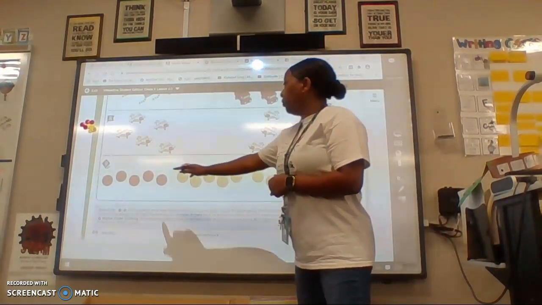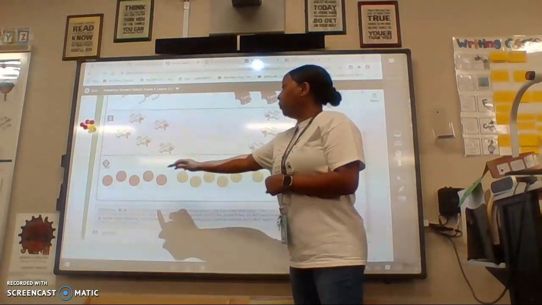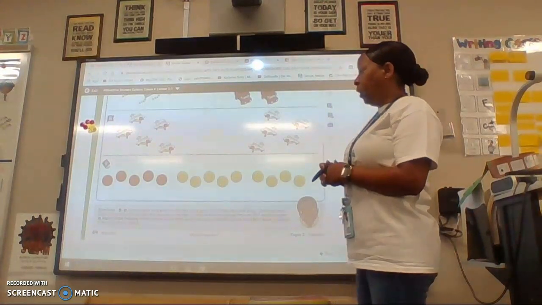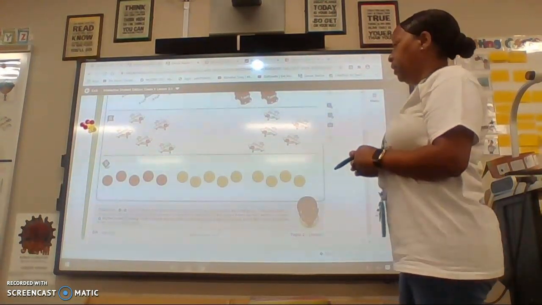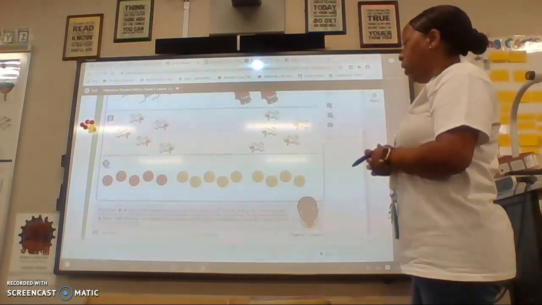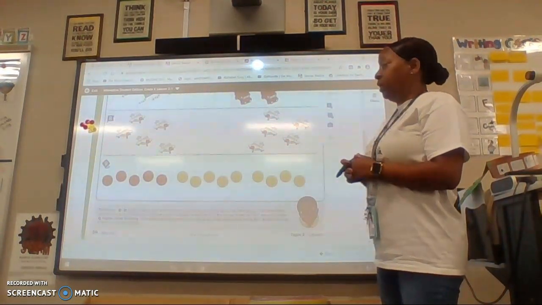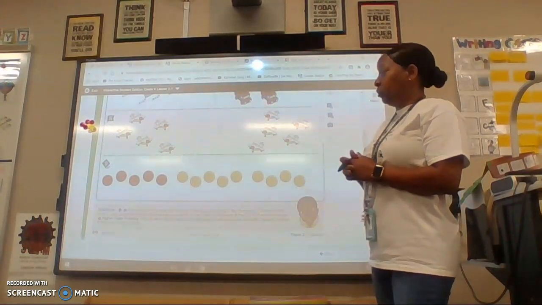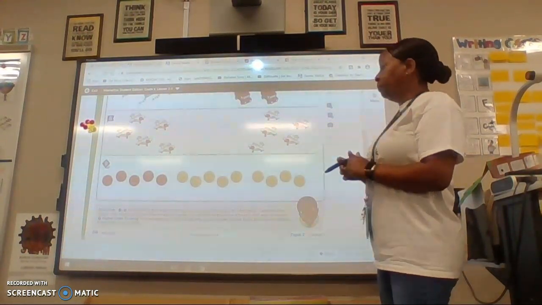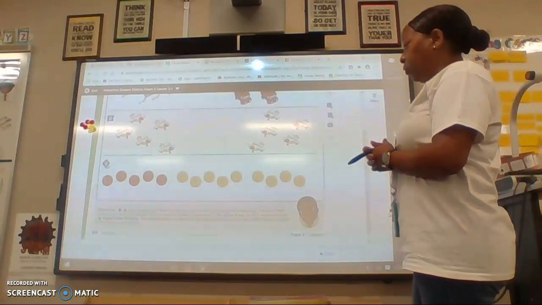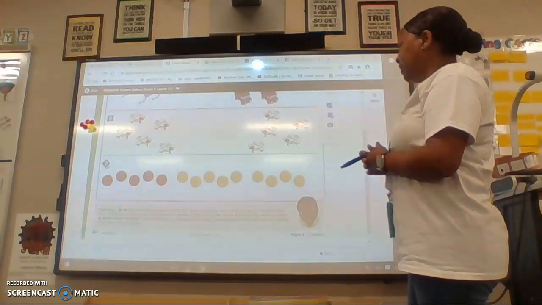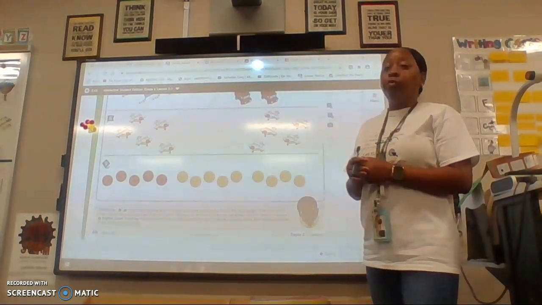You have 3 sets of counters, 1 red and 2 yellow. What I want you to do in number 9 is I want you to draw a circle around the group of yellow counters that is not equal in number to the group of red counters. Okay, I'm going to read that again. Draw a circle around the group of yellow counters that is not equal in number to the group of red counters.